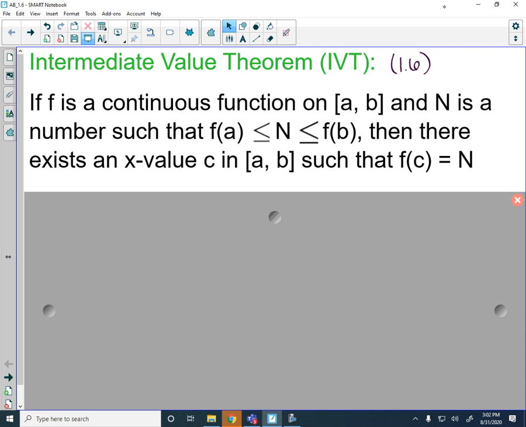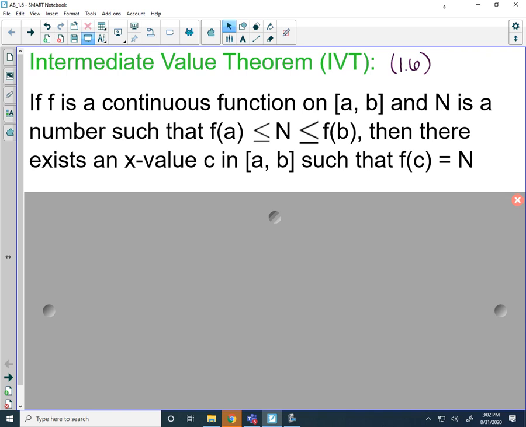Intermediate value theorem, which we can abbreviate as IVT, says if f is a continuous function on the closed interval a to b, and n is a number such that f of a is less than or equal to n is less than or equal to f of b, then there exists an x value c in the closed interval a to b such that f of c equals n. So again, go ahead and pause your video to copy that down.